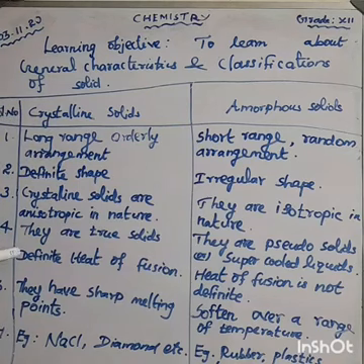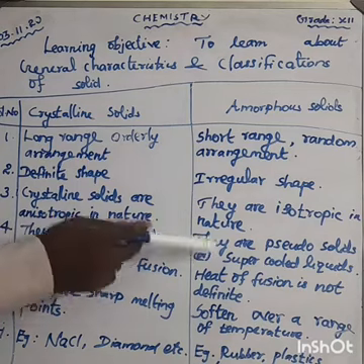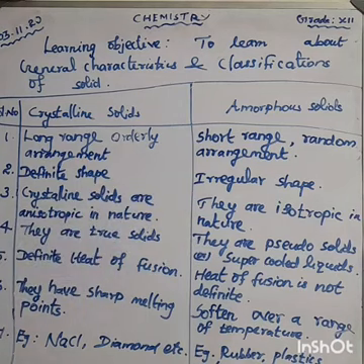The crystalline solids are true solids, while amorphous solids are pseudo solids, otherwise called supercooled liquids. This is the fourth point. The fifth point: the crystalline solid has a definite heat of fusion.